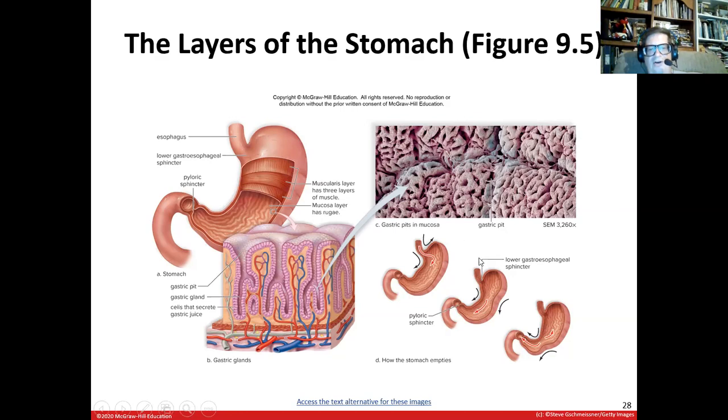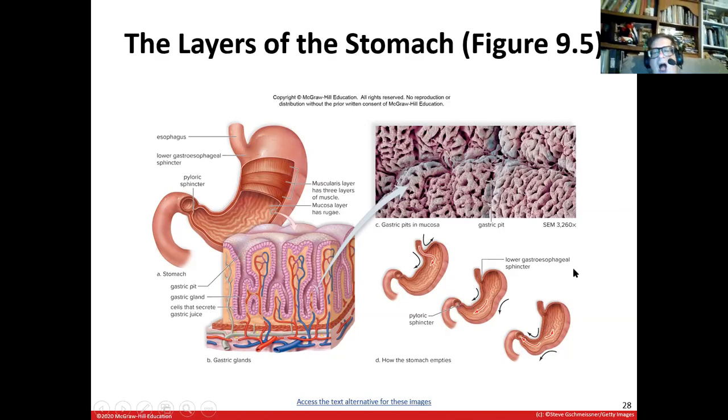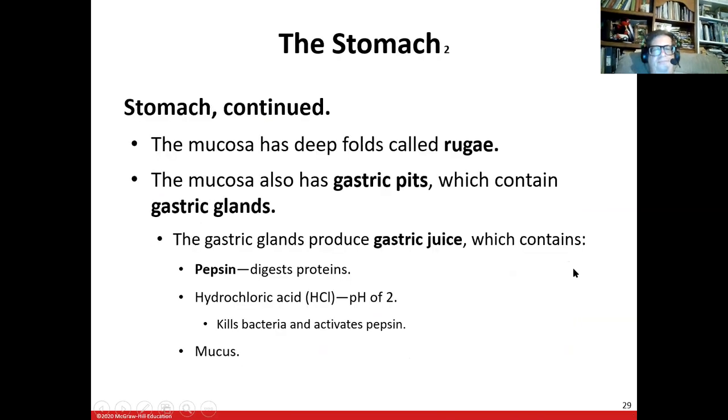So there's the cardiac sphincter, which in this book they're calling the lower gastroesophageal sphincter. I can understand there's less confusion because cardiac is only for the heart, but I'll tell you, everybody calls it cardiac. And here we have the pyloric sphincter. We've talked about that. Let's move on.